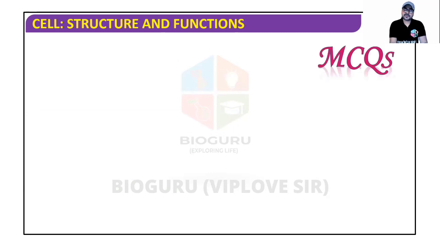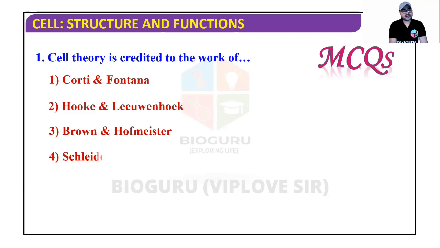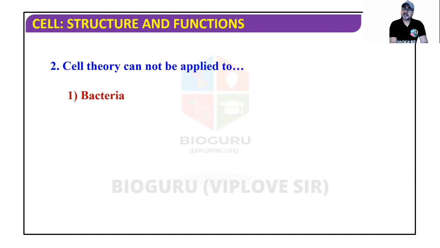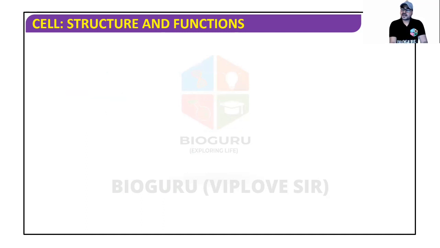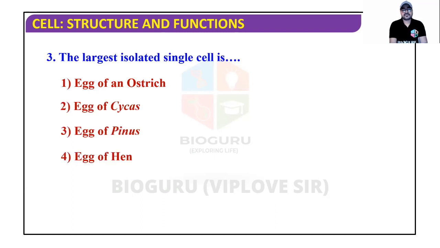So now, some MCQs. Cell theory is credited to the work of Corti and Fontana, Hooke and Leeuwenhoek, Brown and Hofmeister, or Schleiden and Schwann. Yes, it is Schleiden and Schwann. Cell theory cannot be applied to bacteria, algae, fungi, or viruses. Yes, viruses, because they are a link between living and non-living organisms. The largest isolated single cell is the egg of an ostrich, egg of cycas, egg of pinus, or egg of hen.